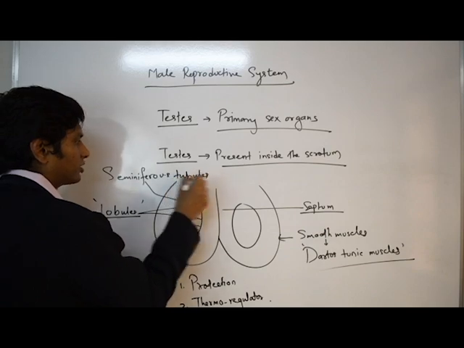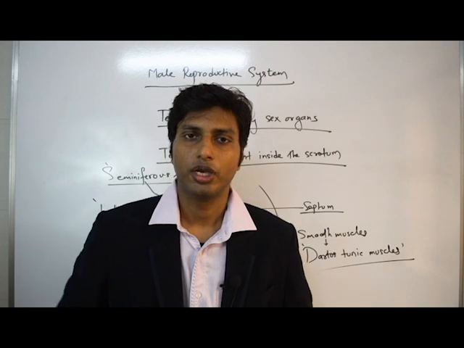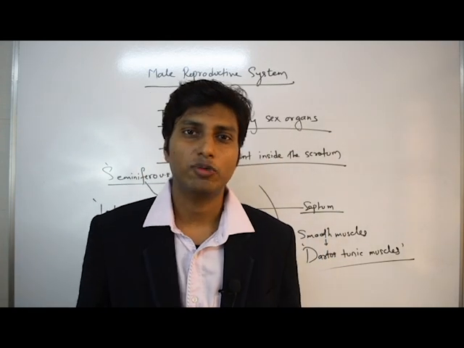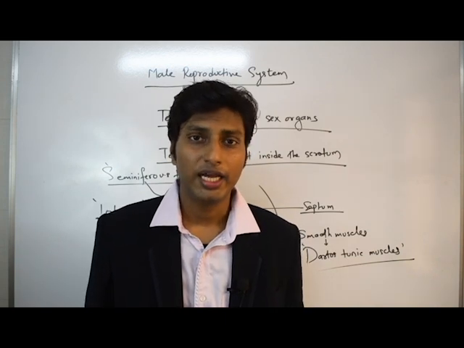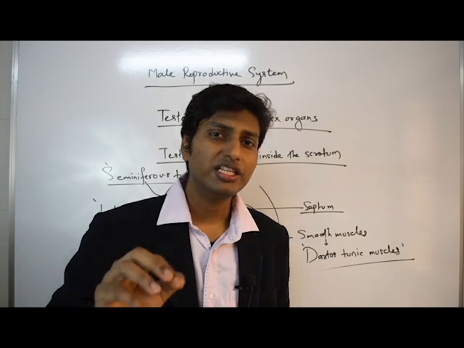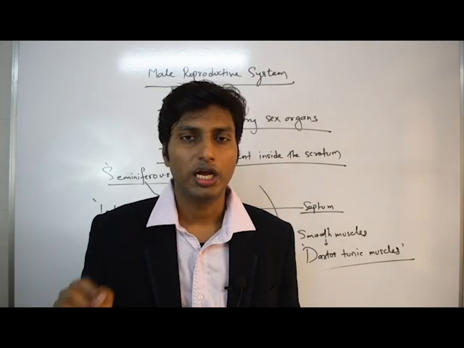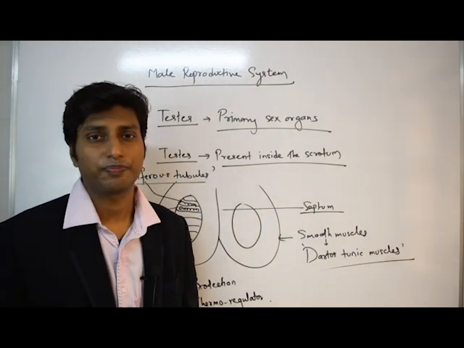So what are these ducts called? These are known as seminiferous tubules. Students, let me repeat again: inside the testes there are many small compartments called lobules. There are around 250 to 300 of them, and inside each lobule there are highly coiled tubules. And what are these called? These are called seminiferous tubules.